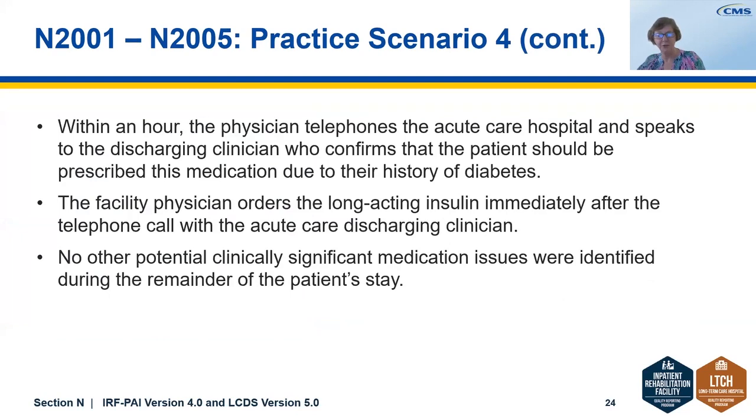The scenario continues that within an hour, the physician telephones the acute care hospital and speaks to the discharging clinician, who confirms that the patient should be prescribed this medication due to their history of diabetes. The facility physician orders the long-acting insulin immediately after the telephone call with the acute care discharging clinician. No other potential clinically significant medication issues were identified during the remainder of the patient's stay.